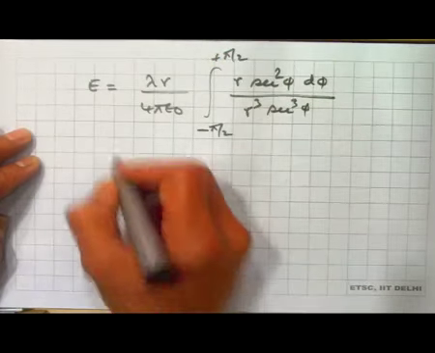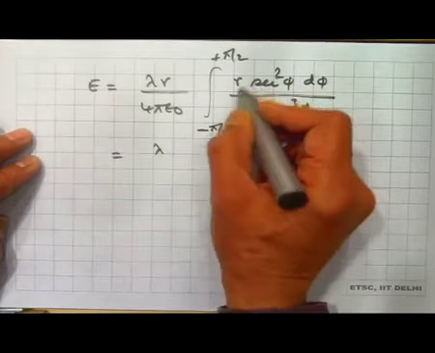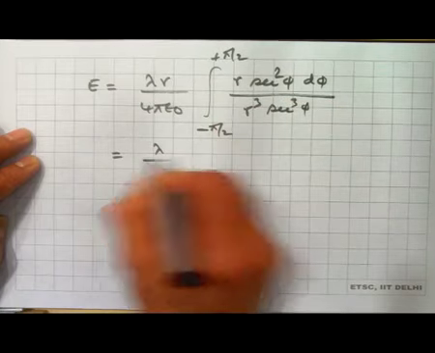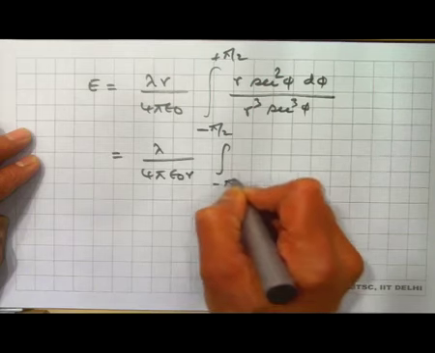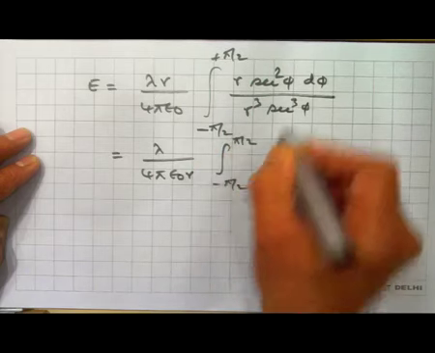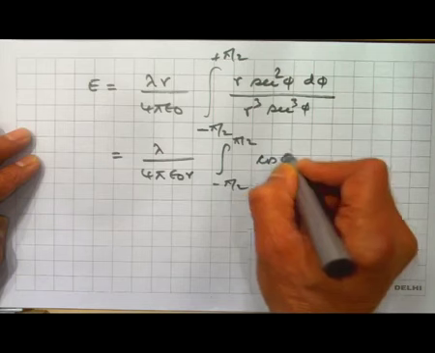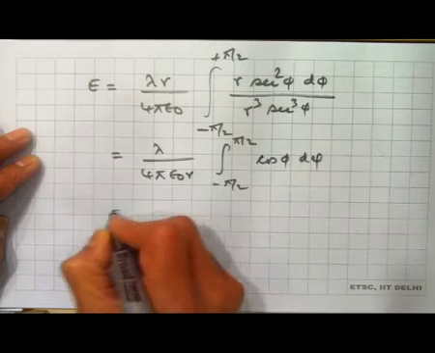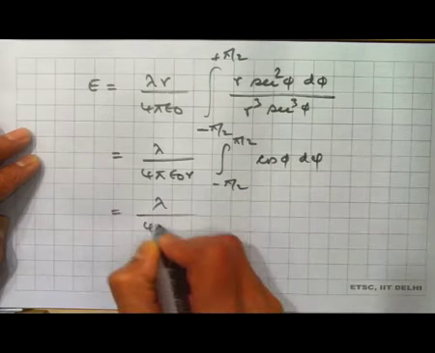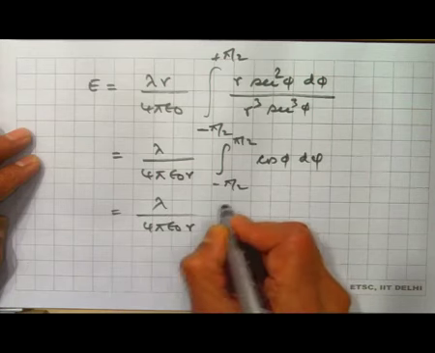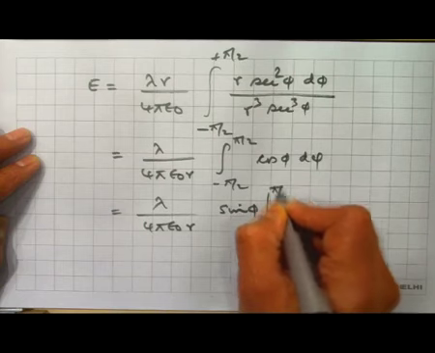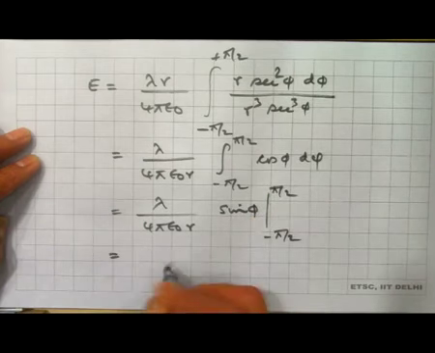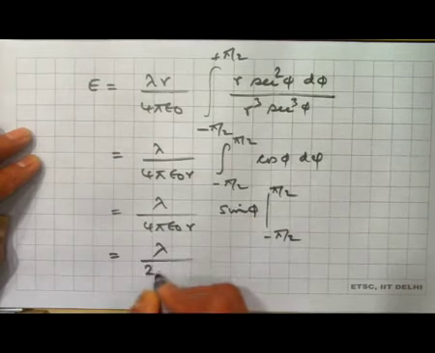So, some things cancel off here. I get lambda by 4 pi epsilon 0 r into the integral from minus pi by 2 to plus pi by 2. This is nothing but cos phi d phi, which is equal to lambda by 4 pi epsilon 0 r sin phi from minus pi by 2 to plus pi by 2, which is nothing but 2. So, this is lambda by 2 pi epsilon 0 r.